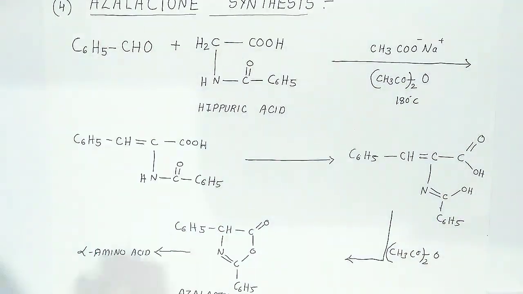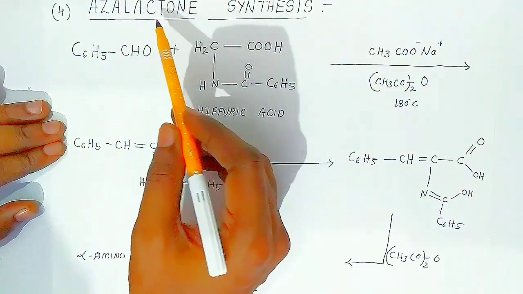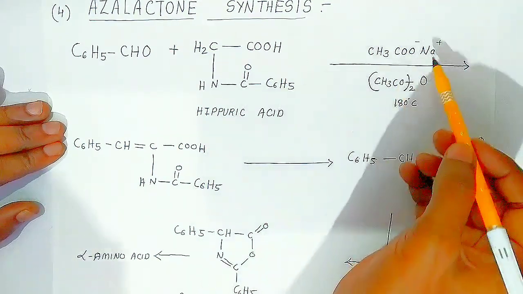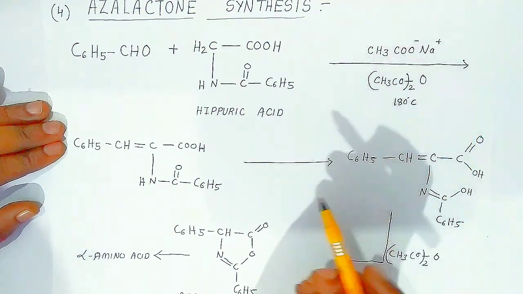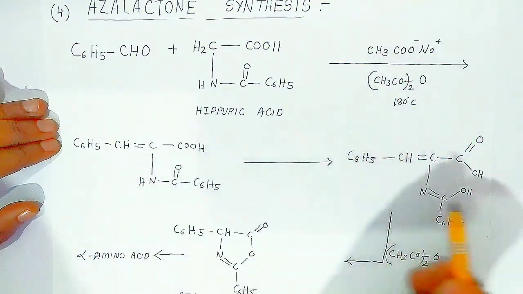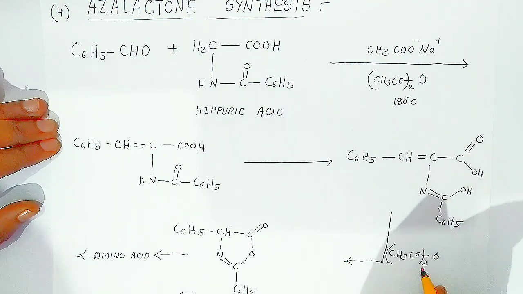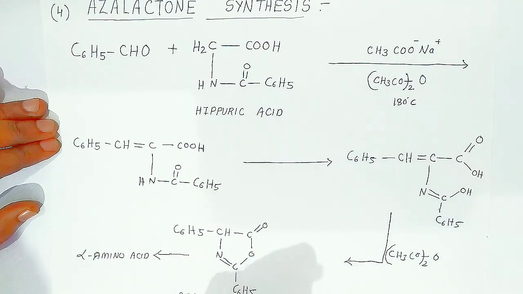Now fourth important application students that we call lactone synthesis. Now here students, benzaldehyde combines with hippuric acid in presence of sodium acetate and acetic anhydride at 180 degrees Celsius. What happens students? Again the condensation will take place. On hydrolysis you are getting this type of molecule. Okay students, now further in presence of acid, here the Perkin condensation with acetic anhydride we are using and you are getting a lactone. Now further, if you want, it can be converted into alpha amino acid. So here our product, the lactone, is very important students.